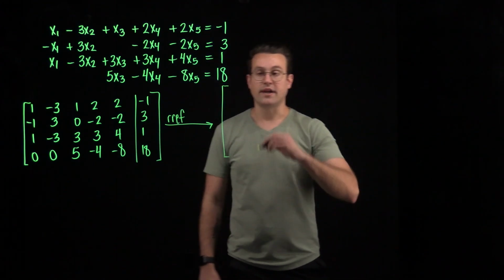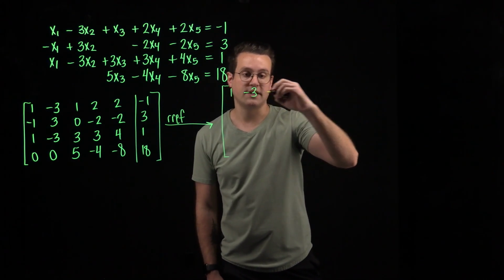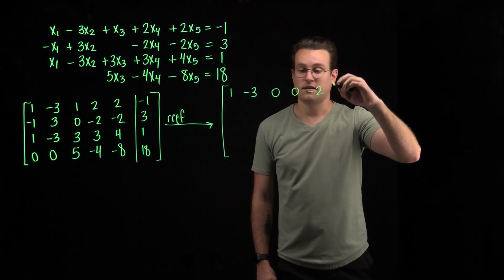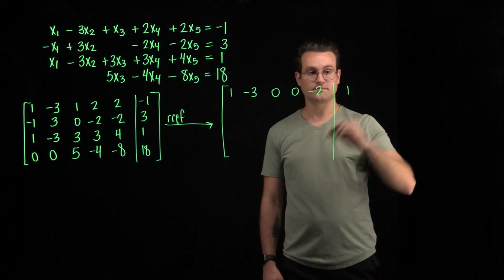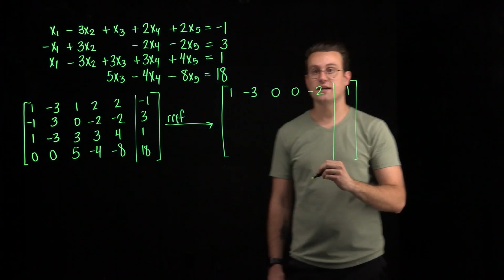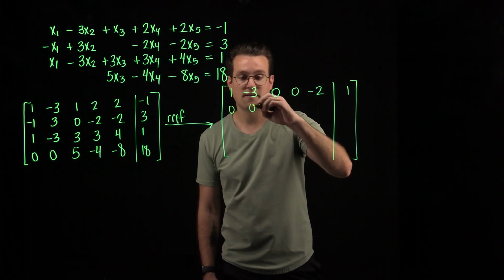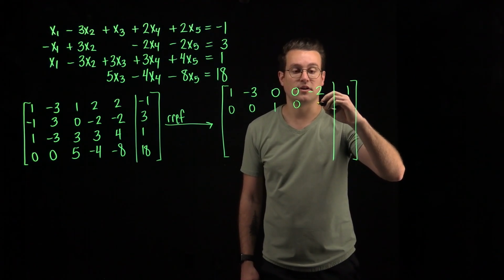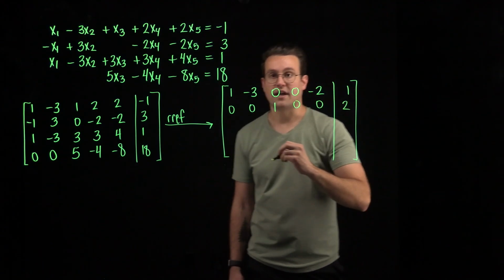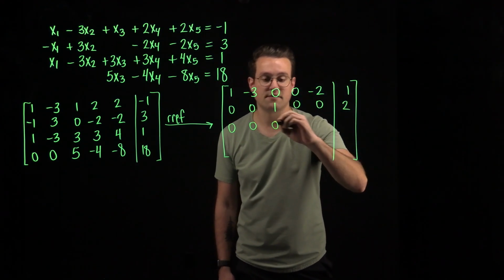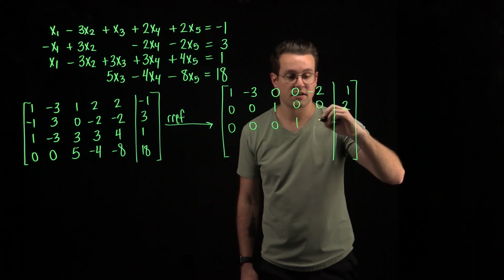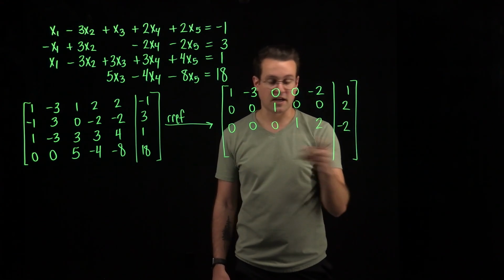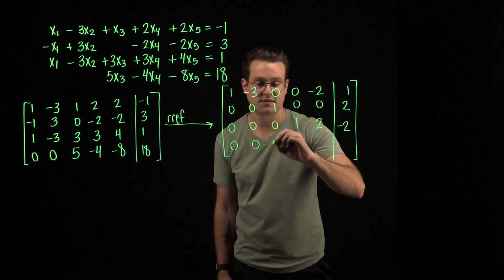Okay, so here we get 1, -3, 0, 0, -2, then my vertical line, and 1. Then in the second row, 0, 0, 1, then 0, 0, 2, and then we have 0, 0, 0, 1, 2, -2, and then finally an entire row of zeros, so 0 everywhere.